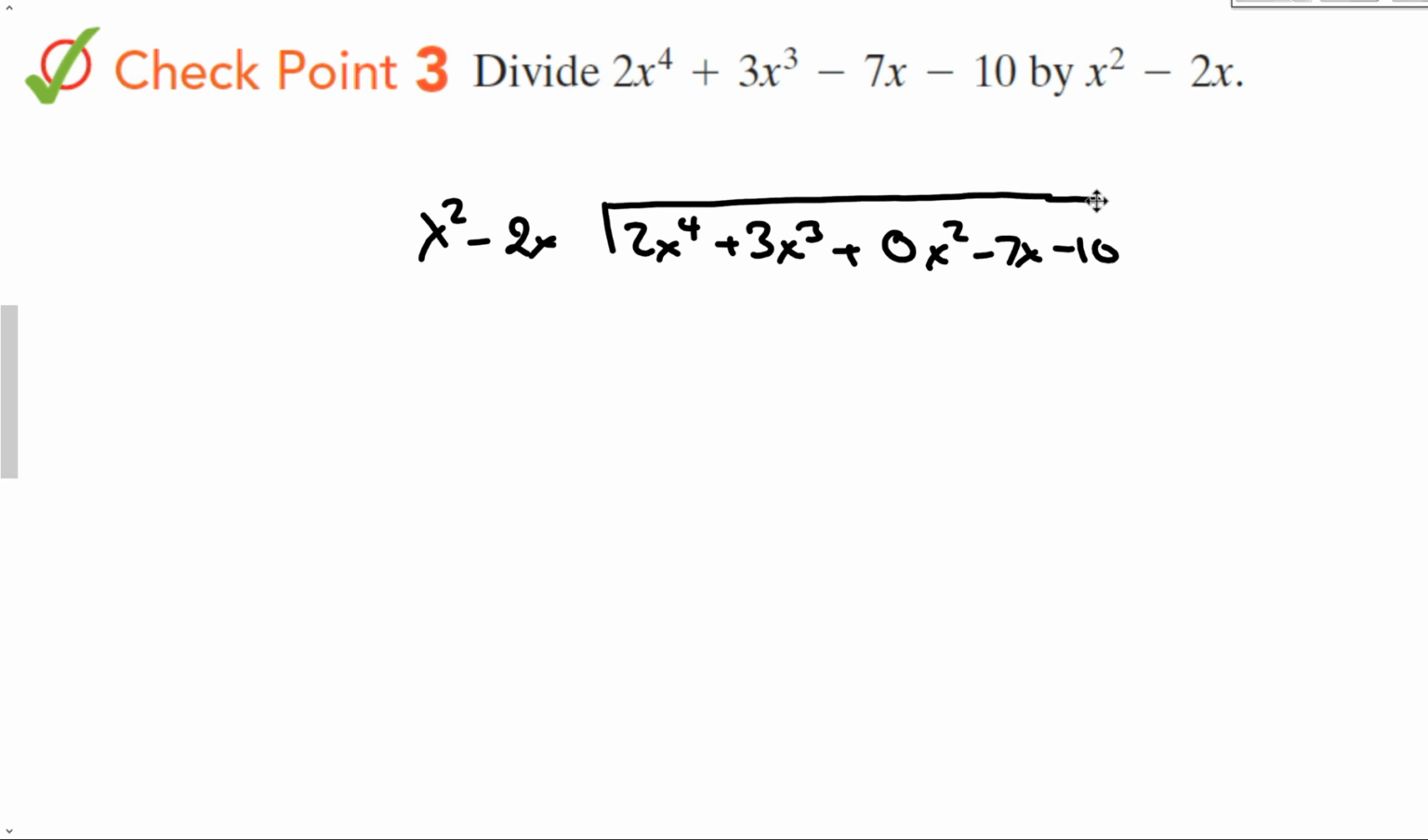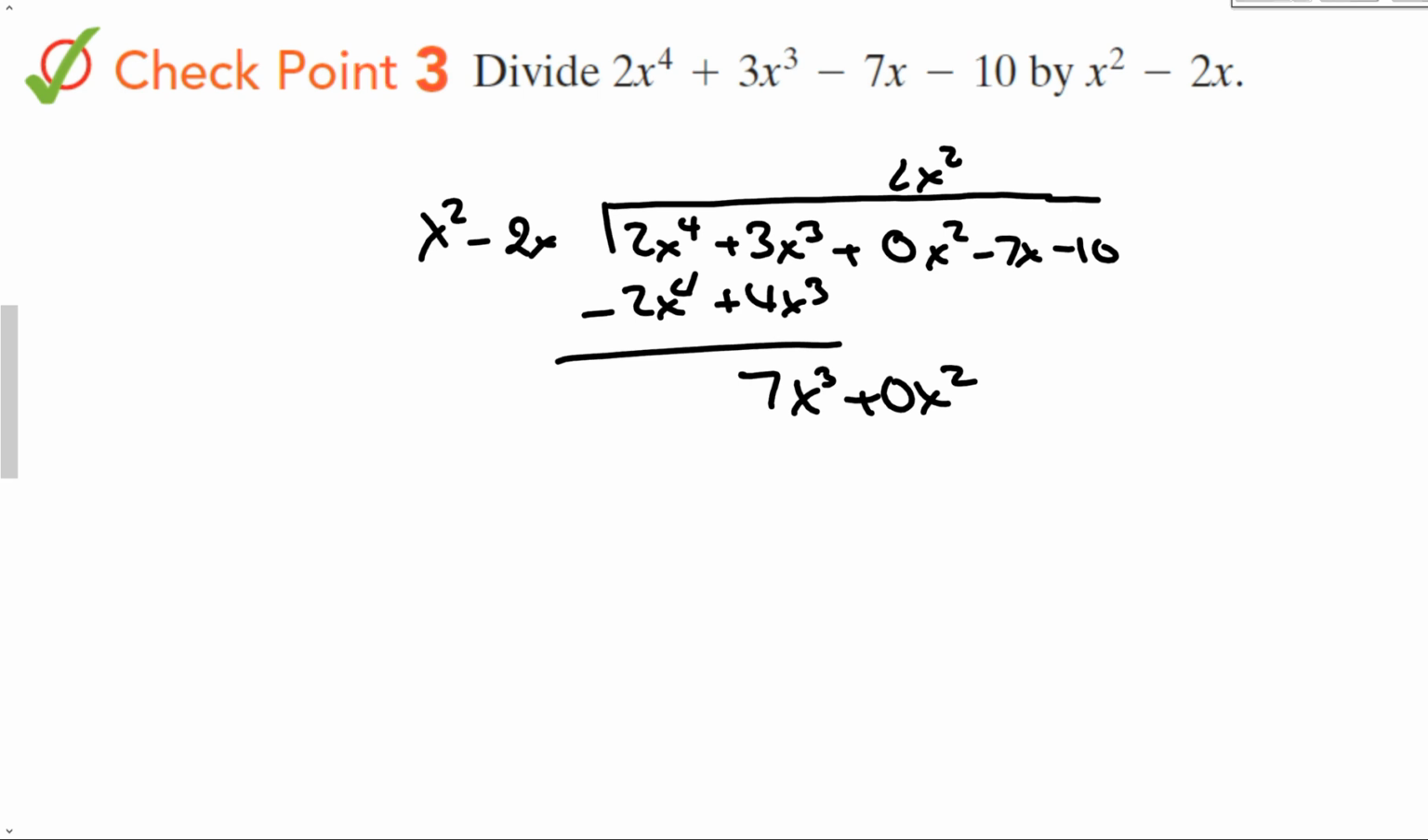Okay, so divide. We're going to get 2x squared. 2x squared times x squared is 2x to the fourth. 2x squared times minus 2x is minus 4x to the third. Subtract. We get 7x to the third plus 0x squared. When I bring that down, that's going to be a plus 7x, which gives me 7x to the third minus 14x squared. Subtract.